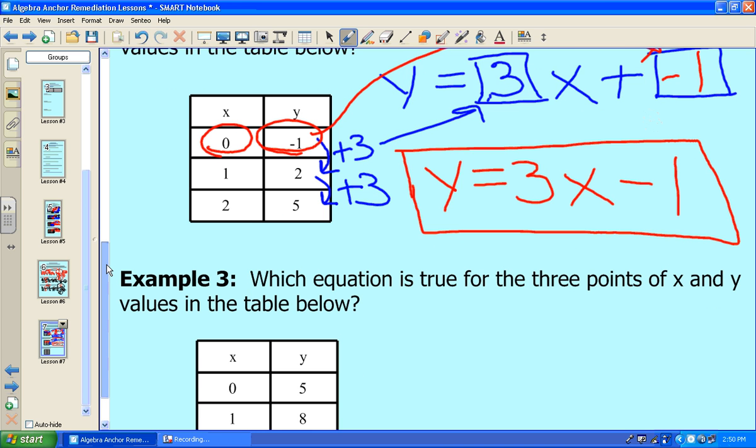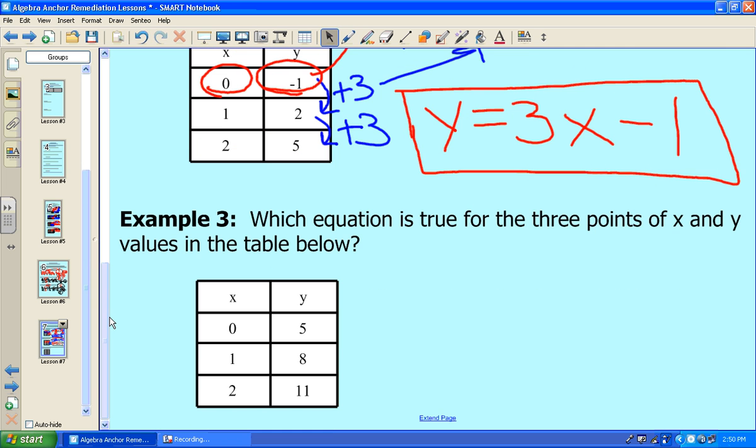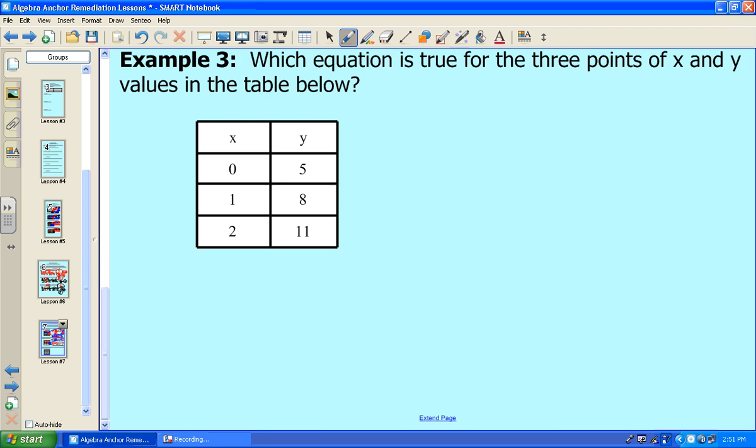Okay, last example. Example 3. Once again, you can pause the video, do example 3 yourself, and then come back and check with me. All right, in example 3, which equation is true for the 3 points of x and y values in the table below? Okay, so the points are 0, 5, 1, 8, 2, 11.